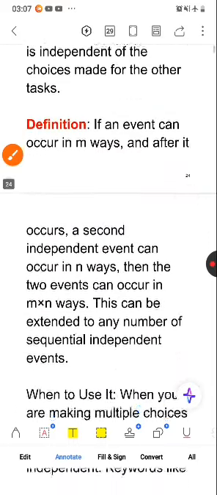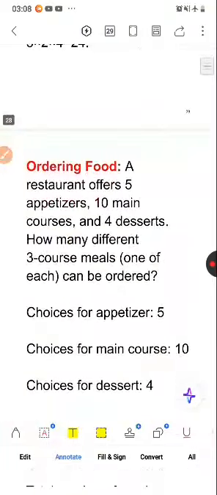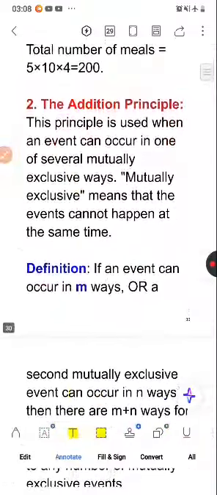Now there are other events that are mutually exclusive. When they are mutually exclusive, it means that they cannot happen at a time. They cannot be done in a row. They cannot be sequential. That means that always you have to use the addition principle.